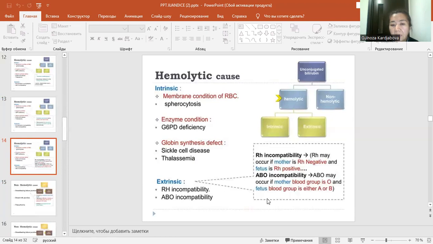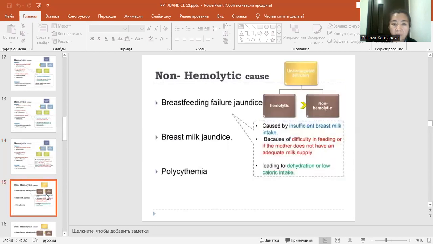So, Rh incompatibility may occur if the mother is Rh negative and the fetus is Rh positive, will be born with positive Rh. ABO incompatibility may occur if the mother's blood group is O and the fetus's blood group is A or B. These are extrinsic causes. Non-hemolytic causes we also have: breastfeeding failure, breast milk jaundice, and polycythemia.